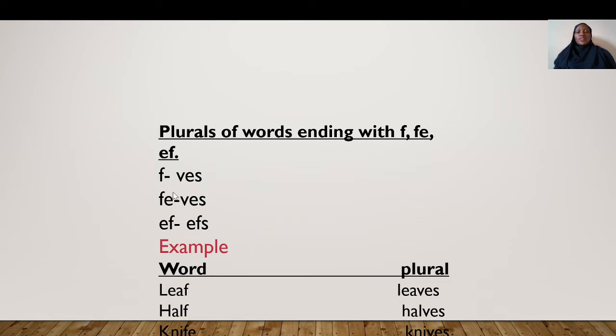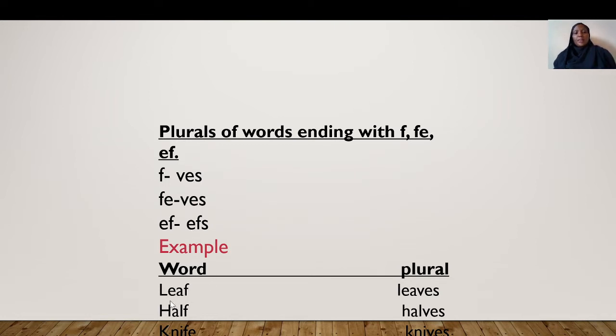If a word ends with F, you change that F to VES. If a word ends with FE, you change the last two letters, FE, to VES.